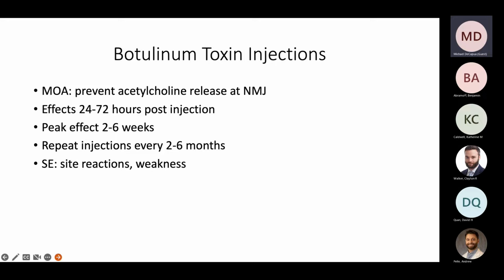And then botulinum toxin injection. This works by inhibiting acetylcholine release at the neuromuscular junction. We generally see these effects about 1 to 3 days after injection, with a peak effect in 2 to 6 weeks. Patients can receive injections every 2 to 6-ish months. Limited side effects, mostly site reactions and weakness at the site of injection. But noting that this is something patients may have specifically in the outpatient setting, and it is a more detailed lecture in itself, but it is a very popular and available option for patients. So we should just briefly touch on it.